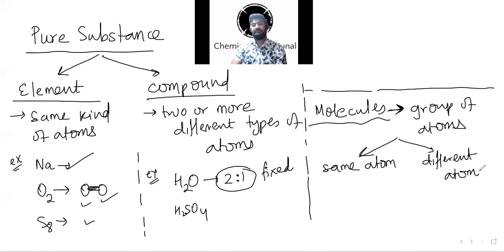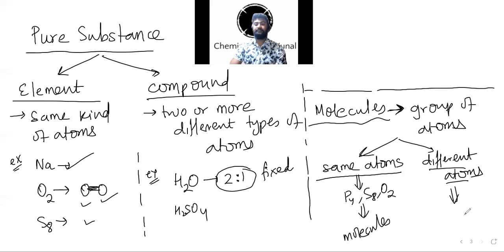See, the group can be of the same atom. It can also be made up of different atoms. If the group is of the same atom, like for example P4, S8, O2, then they are called molecules of element. They are also called molecules. But if they are different elements, then they are called compounds.